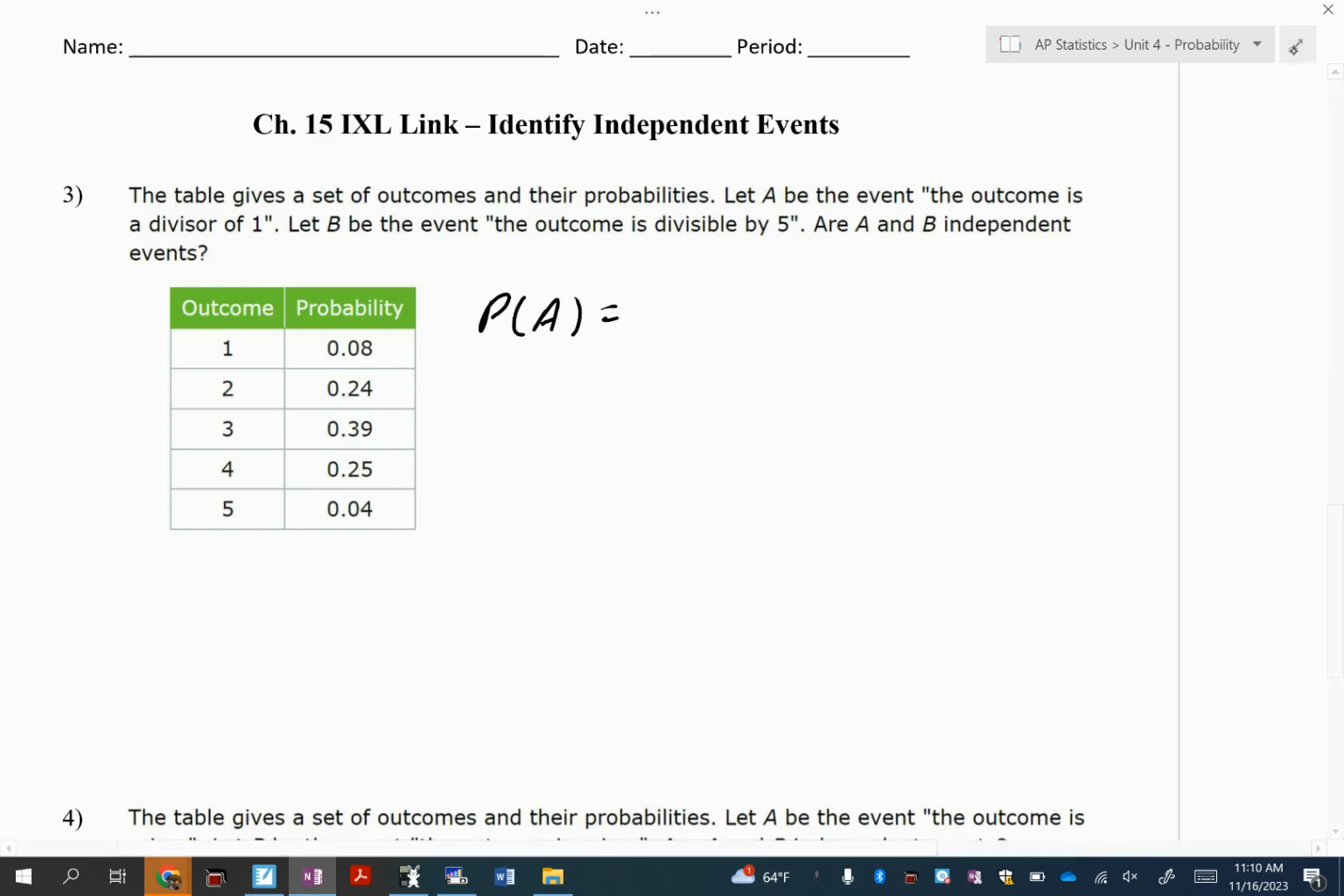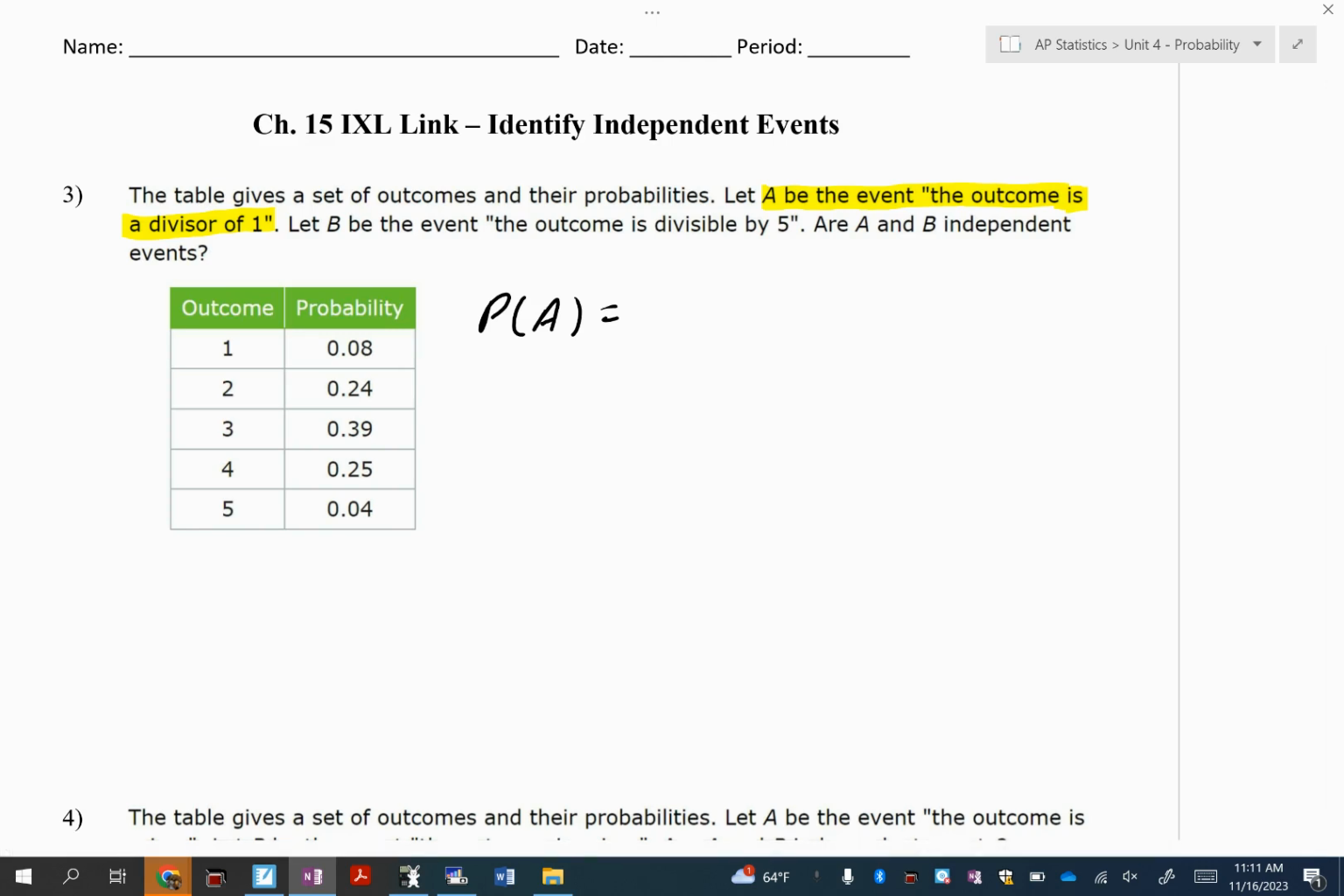All right, so remember A, I'm going to highlight it. A says the outcome is a divisor of 1. In terms of looking at these, do you know which of these numbers, 1, 2, 3, 4, 5, are divisors of 1? All of them? No. Just the numbers on the left, the outcomes. 1, 2, 3, 4, or 5.